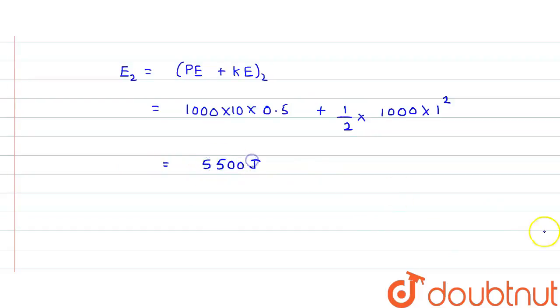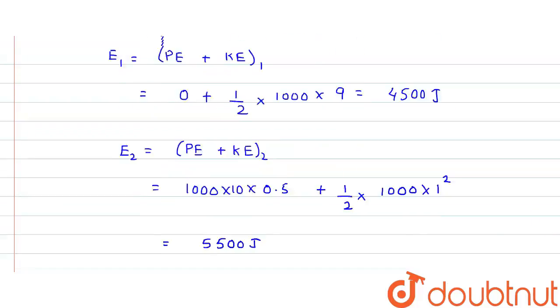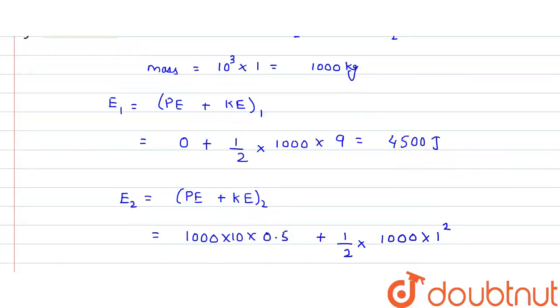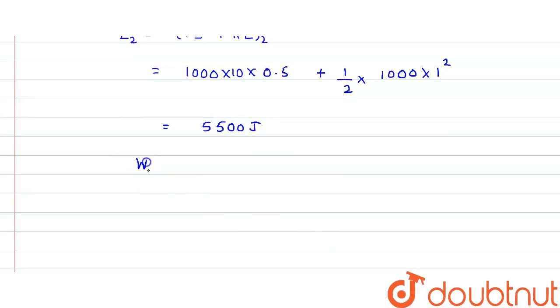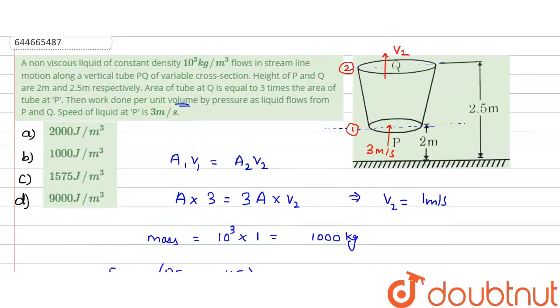So E2 would turn out to be 5500 joule. Initially it had 4500 joule, and now it has 5500 joule. So who has given it the energy? Basically it is the work done by the pressure. What would be the work done by the pressure? The difference of these two energies, 5500 minus 4500, which turns out to be 1000 joule. This is the work done by the pressure per unit volume.